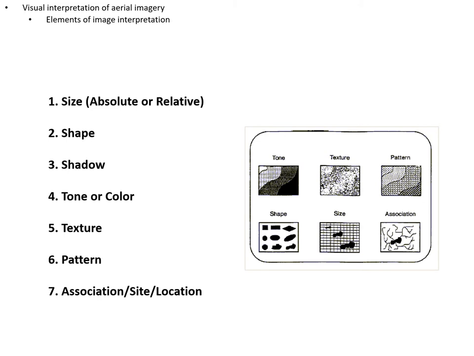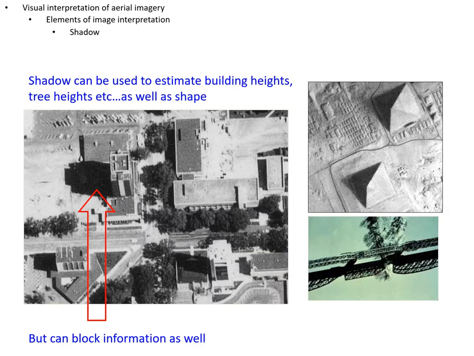Returning to the elements of an interpretation, we're going to talk about shadow. So shadows can be used to estimate building heights, tree heights, as well as shape. Of course, you'd have to know the date and the time of the image acquisition, but from that you could get a solar elevation angle and then use the shadow lengths to determine building size. But of course, shadows also block information, so there's a trade-off there.